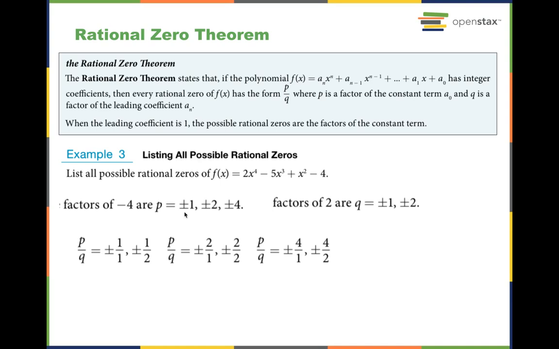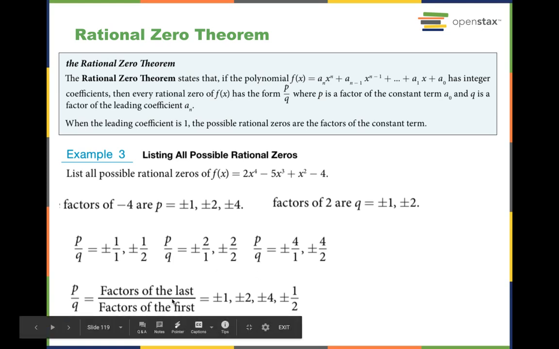Right? We say, okay, if 1 is on top, it could be either of these on the bottom. If 2 is on top, it could be either of these on the bottom. If 4 is on top, it could be either of these on the bottom. Right? So those are all the different possibilities, all the different combinations. And now we just simplify. Right? Well, this is 1, this is 1/2, this is 2, this is 1, this is 4, this is 2. Right? So we just kind of simplify those fractions.